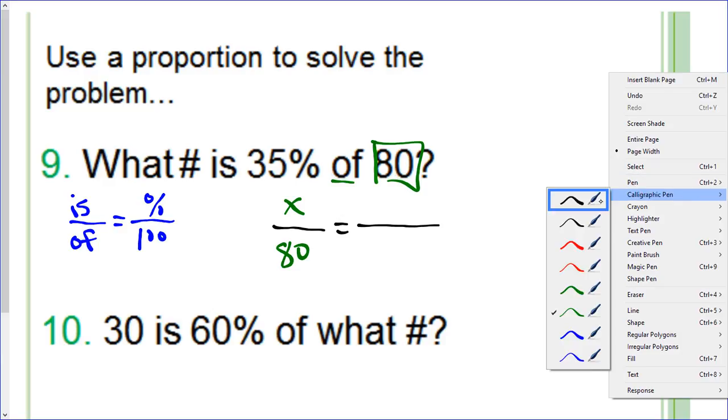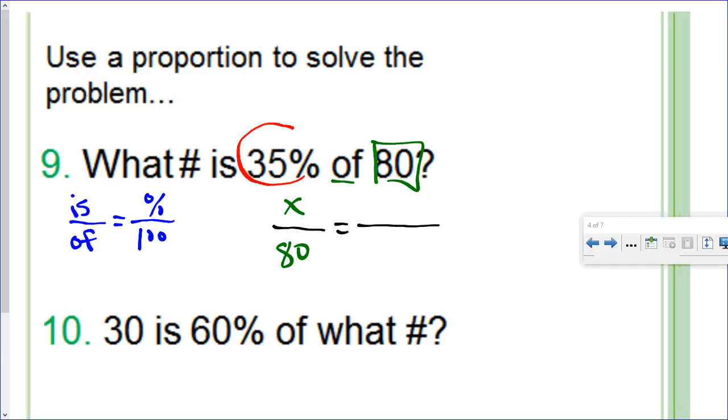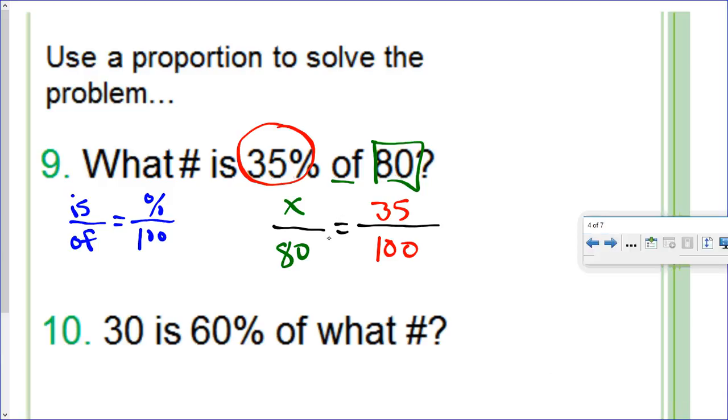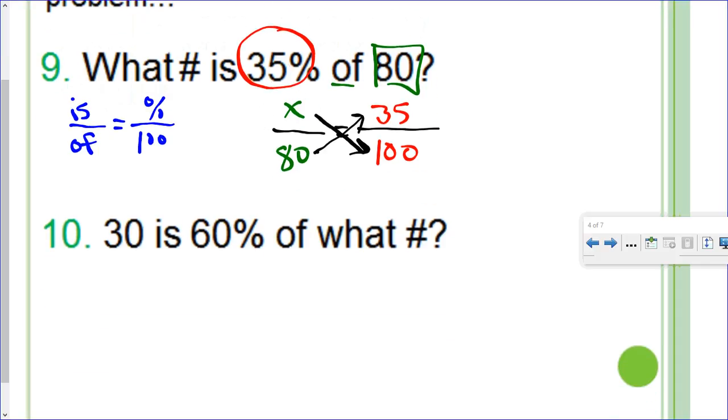And then here's the really easy part. I have a percentage, so I know that goes here. And a percent is always out of 100, so I can always fill that in. Now all I have to do is use my cross products. 80 times 35 is equal to x times 100, and I'll let you guys use your calculator to solve that one.